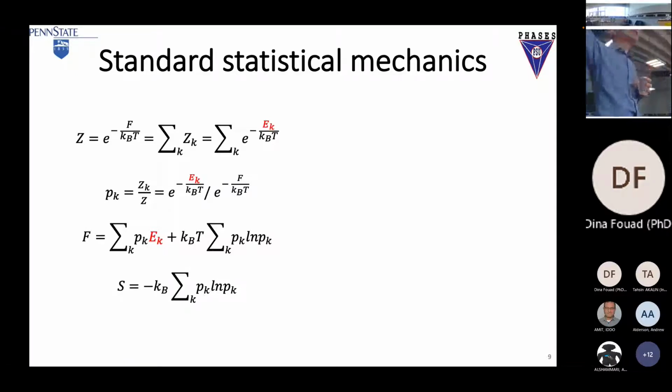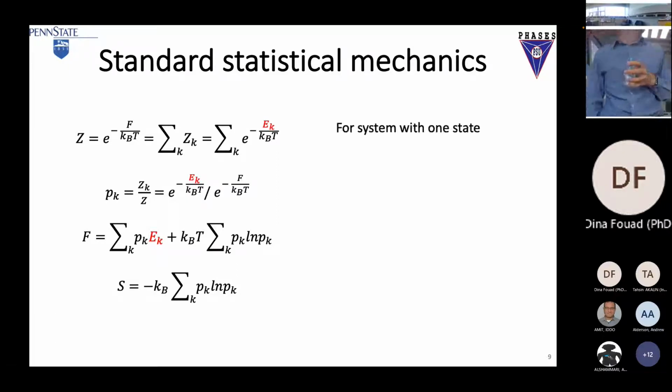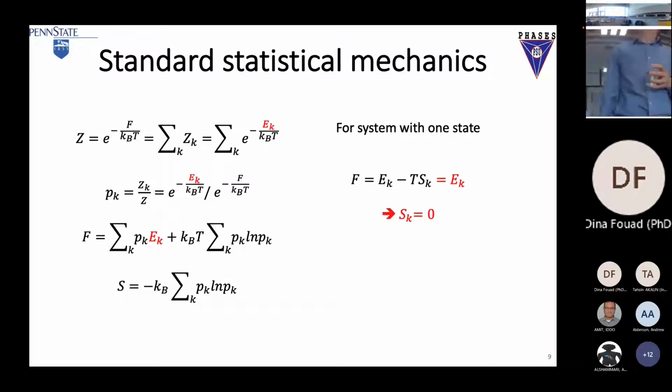This equation is used in the literature, and we found a problem with it. If you have a single state of a system, then F equals E_k minus T S_k, that's standard thermodynamics, but it's also equal to E_k. That means S_k equals 0, which means it is a pure quantum state. The pure quantum state is good, basically each electron is a state. But how many electrons do you have? 10 to the 23rd power, a huge number. That's why quantum mechanics cannot be used directly.